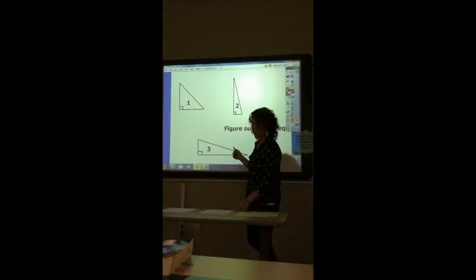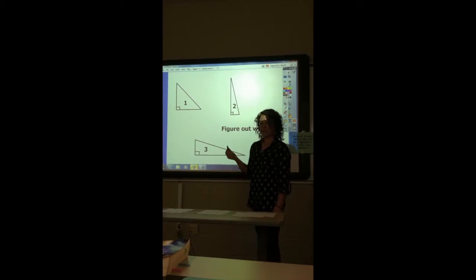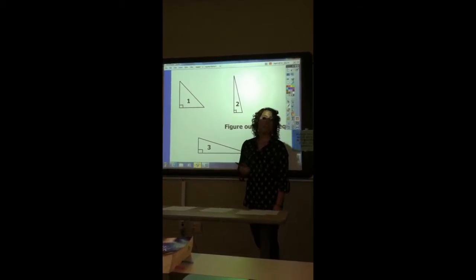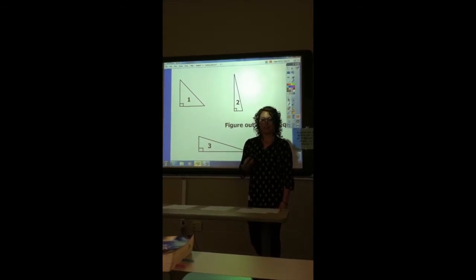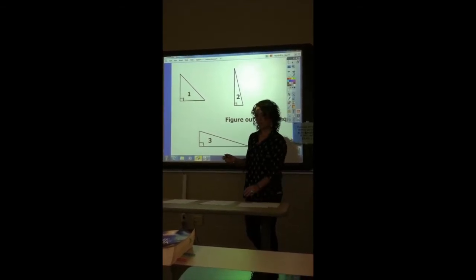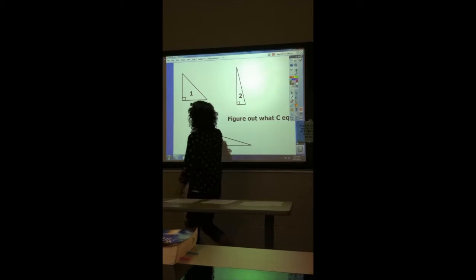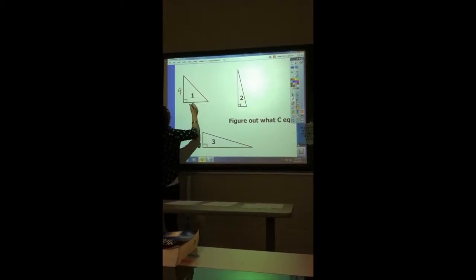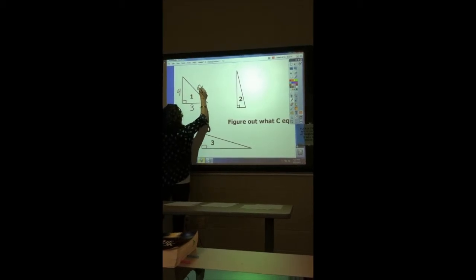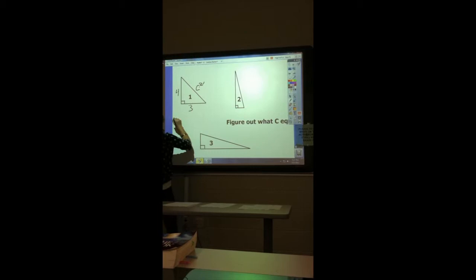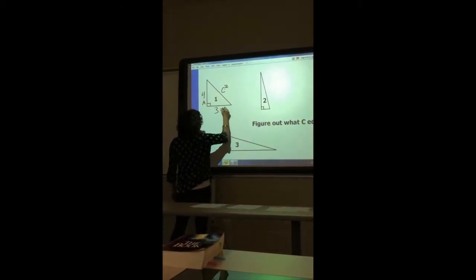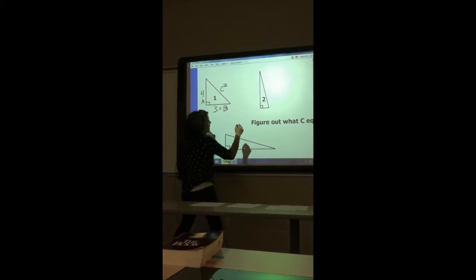So here are some triangles, and we're going to do the first one together and also the second one, and then on the third triangle, I'm going to see if you can figure it out by yourself, and I'll be here in case you need help. So the first triangle is going to have 4 and 3, and we have to figure out what C is, C squared. And the 4 will represent the A, and the 3 will represent the B.